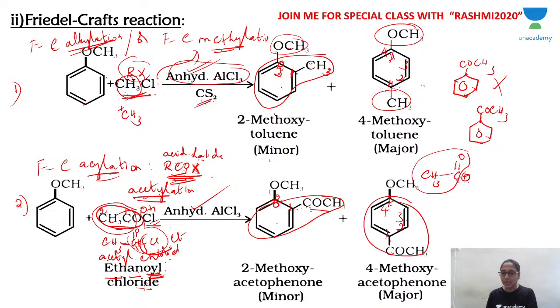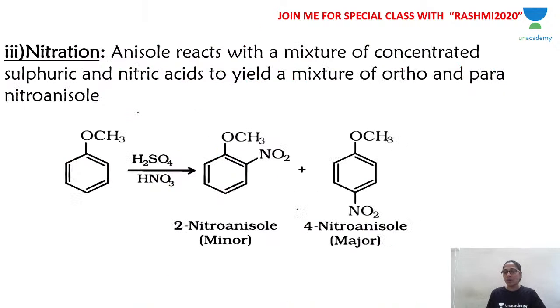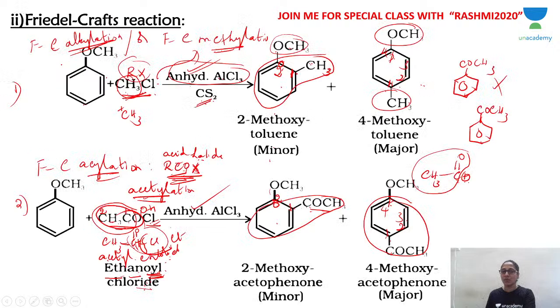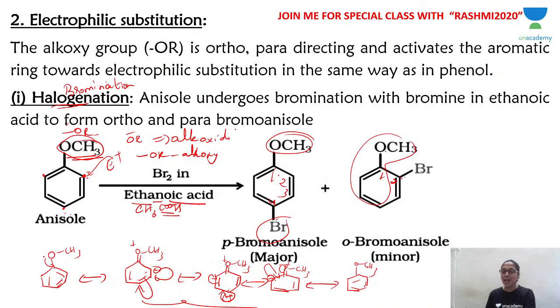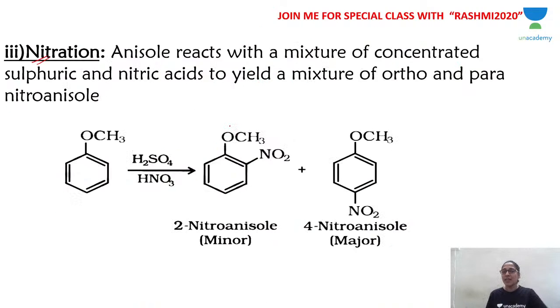Now let's go to the third reaction, that is nitration. So three electrophilic substitution reactions you are going to learn: one is halogenation, Friedel-Crafts reaction, and third, nitration. So you need to use nitrating mixture. So what is nitrating mixture? A mixture of two concentrated acids, concentrated sulfuric acid and concentrated nitric acid. So you take a mixture of concentrated sulfuric acid and nitric acid. It's called nitrating mixture.